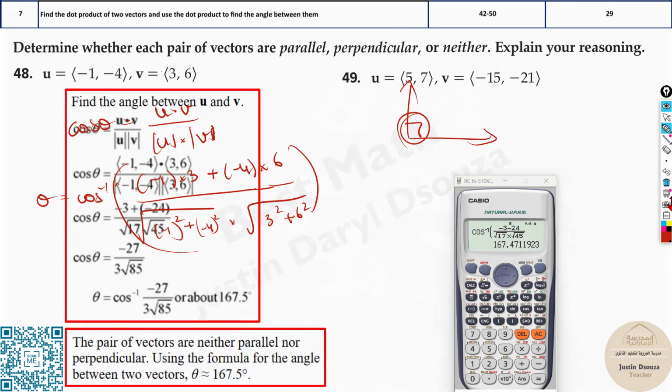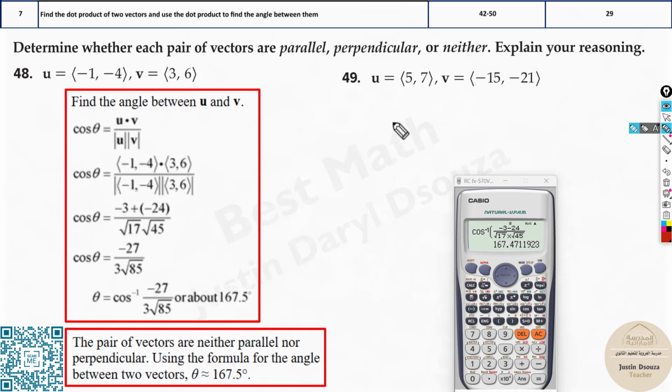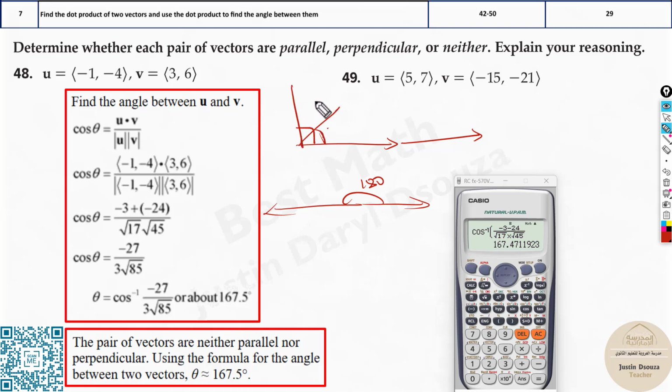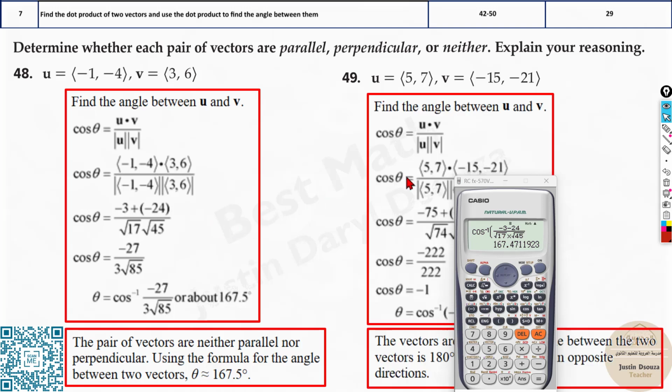It's not parallel, not perpendicular. If you're wondering what parallel means, imagine the vectors are like this. There is no angle formed at all, or the angle will be either 180 degrees or 0 degrees. If there's some other angle, it's neither. But if it's 90 degrees, then it is perpendicular. So that's about vectors. You can just find the angle in degrees and then directly conclude your answers.